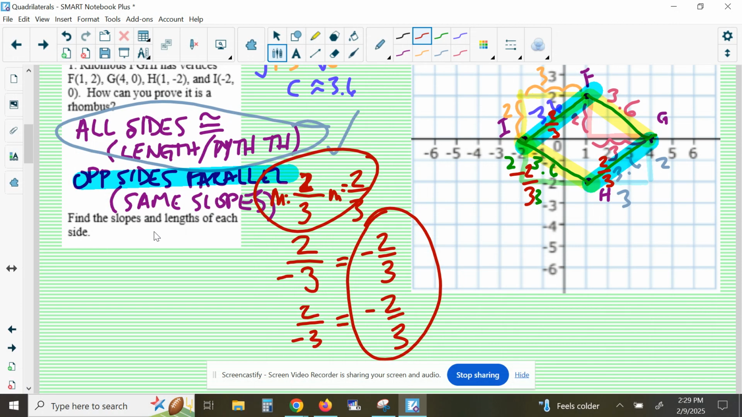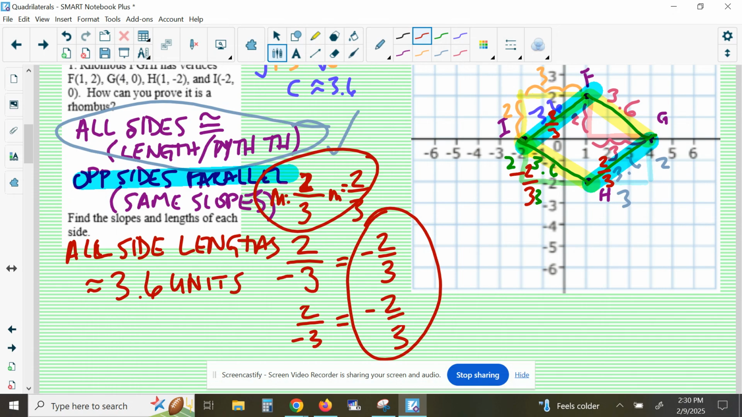And it says find the slopes and the lengths of each side. So if we want to put an answer on our paper, we can say the length, all side lengths are approximately 3.6 units long. We don't know what these units are.